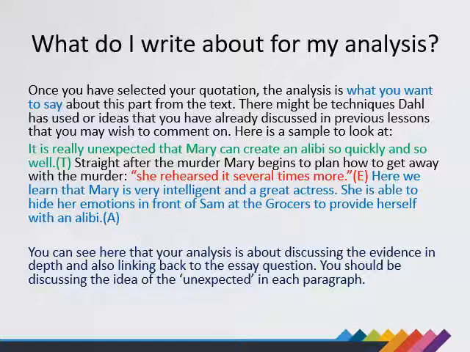Now you want to say something about this. So your analysis could be, here we learn that Mary is very intelligent and a great actress. She is able to hide her emotions in front of Sam at the grocer's to provide herself with an alibi. You can see here that your analysis is about discussing the evidence in depth and also linking back to the essay question. You should make sure that you are discussing the idea of the unexpected in each paragraph.